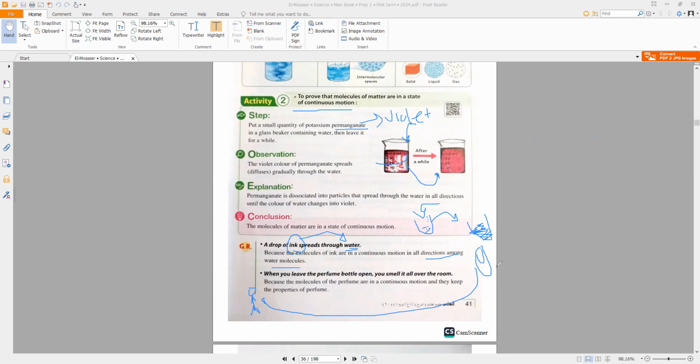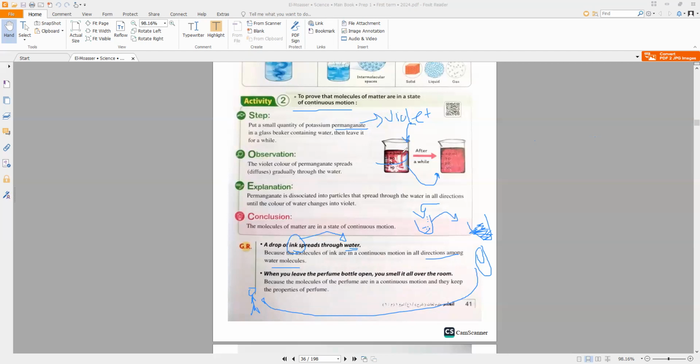But because the molecules of the perfume are in continuous motion and have the same properties as all perfumes, you smell the same smell of the perfume. So this activity shows that the molecules of matter are in continuous motion. As we said, matter consists of molecules, some small parts called molecules, and these molecules are in continuous motion.